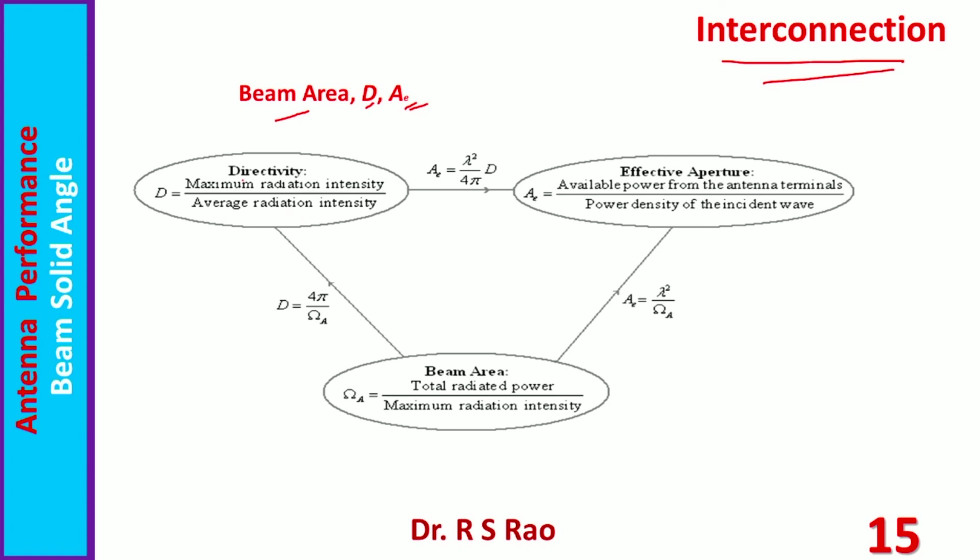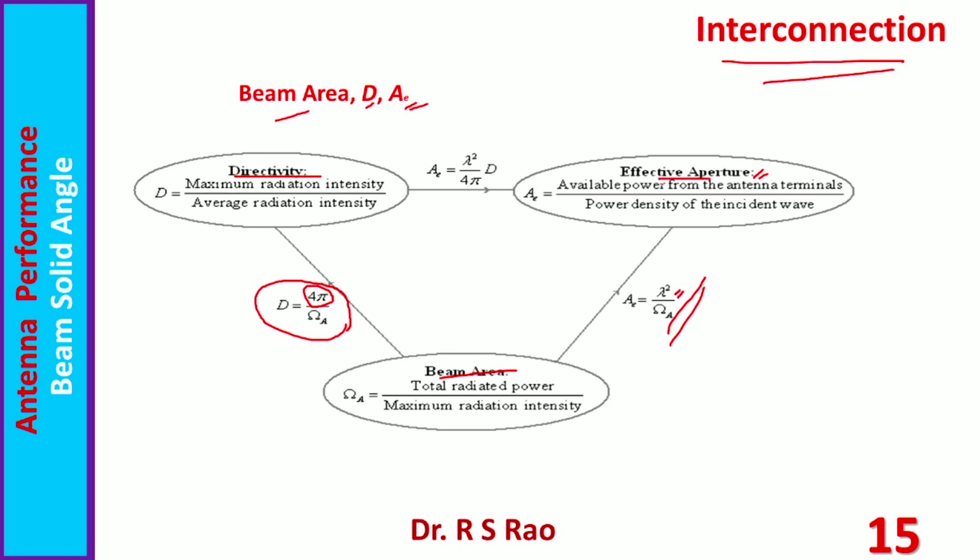Here interconnection is provided. Directivity is maximum radiation intensity by average radiation intensity. Beam area is total radiated power by maximum radiation intensity. From their definitions, these two can be connected, and notice that the product of directivity and beam area is equal to 4 pi. Later you can see that the definition of effective aperture is available power from the antenna terminals by power density of the incident wave. Beam area and effective aperture can be connected. The connection is AE, effective area, multiplied by beam area, and this product is equal to lambda square.